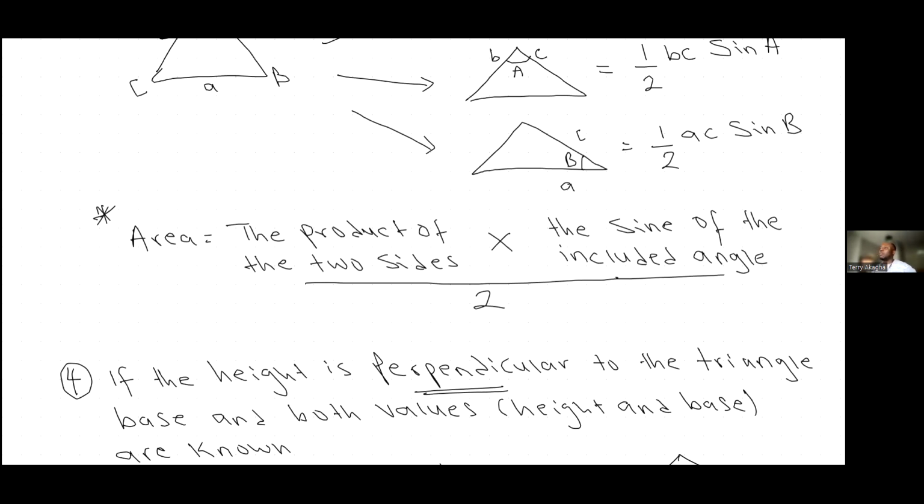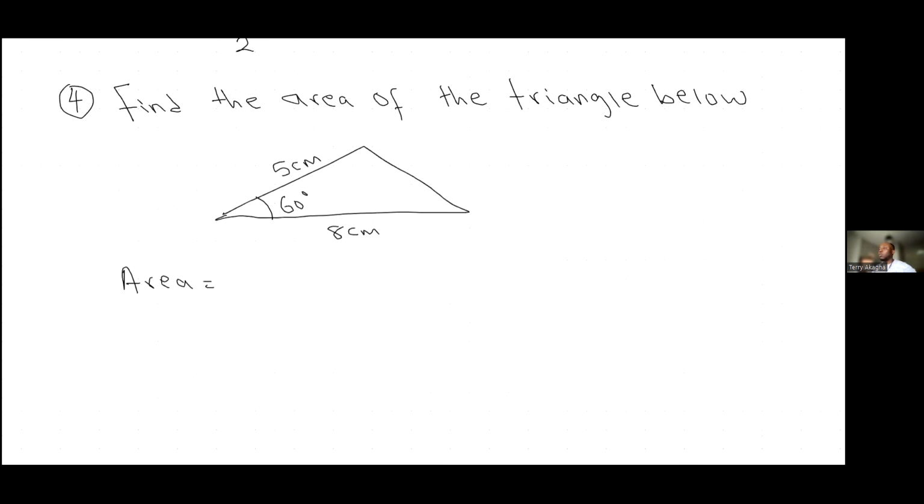So it's going to be 1/2 multiplied by the product of the 2 sides, 5 times 8, multiplied by the sine of what? 60 degrees. And when you press your calculator for this, it should give you 10√3 centimeter squared. And that's how you find the area.